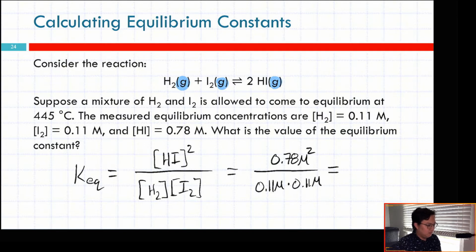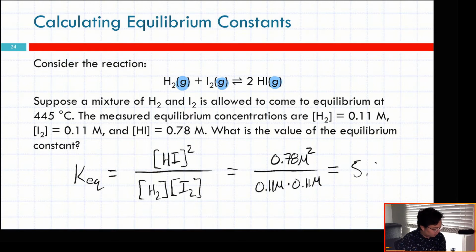Alrighty, so we'll do 0.78 squared divided by 0.11 times 0.11. We should get 5.0, well, I guess 5.0 is going to be our KEQ at 445 degrees C.